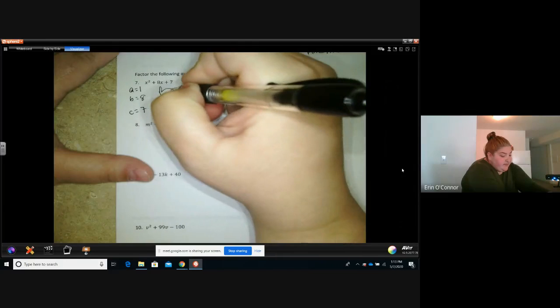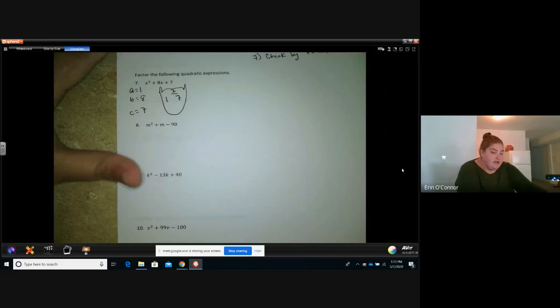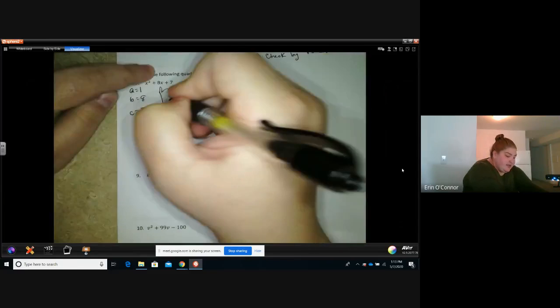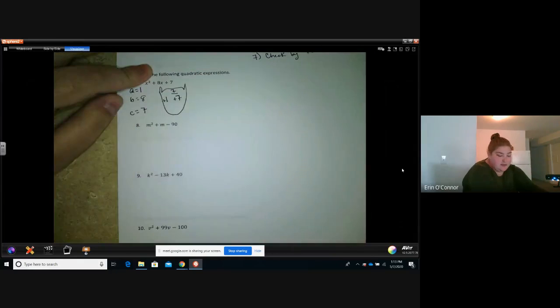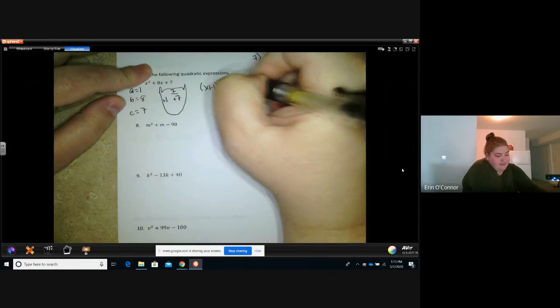1 times 7 is 7. I need factors of 7, which are only 1 and 7. And they need to add to give me a positive 8, so they're both going to be positive, because 1 plus 7 is a positive 8. So we have x plus 1 and x plus 7.